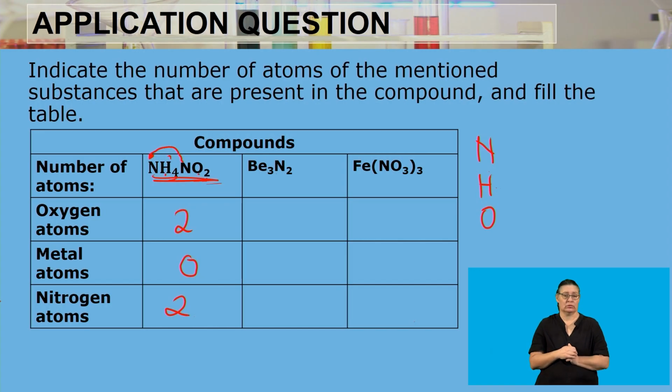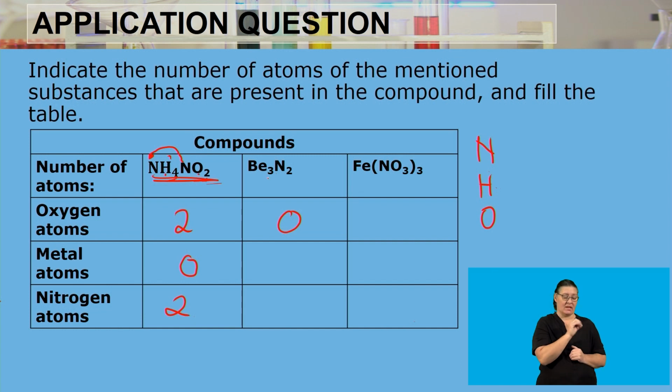Then our next compound, it's Be3N2, the beryllium nitride. So the question there is asking, how many oxygen atoms do we have in this compound? As you can see, there is no O anywhere in this compound, so that's going to be 0. Then how many metal atoms do we have here? If you look at the periodic table, you find that Be is found on the left-hand side of the periodic table, and N is found on the right-hand side. So Be becomes your metal, and N becomes your non-metal. So how many metals do we have?